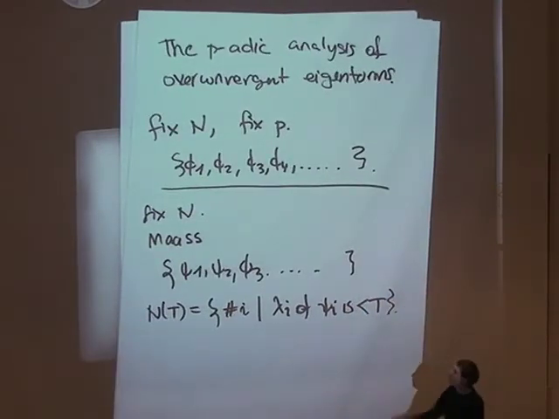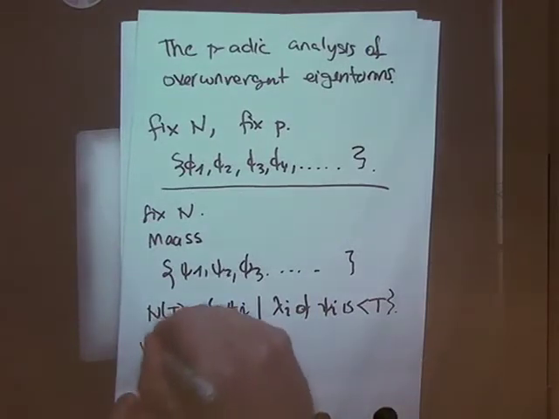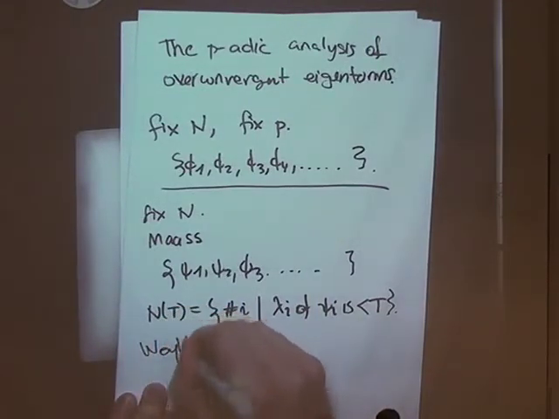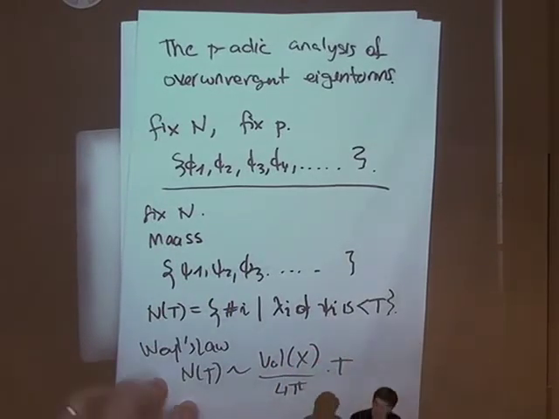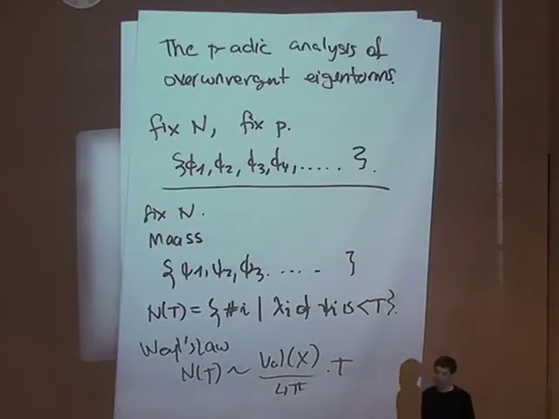As you go up, you get more and more of these eigenforms. And then Weyl's law gives you a formula for this. Namely, this number is approximately the volume of the corresponding modular curve divided by 4 pi times t. That's an asymptotic formula.